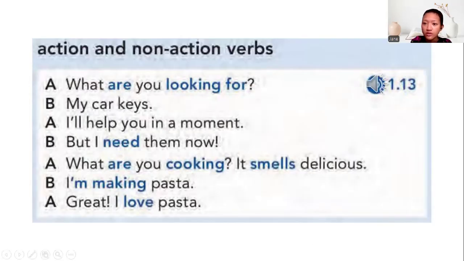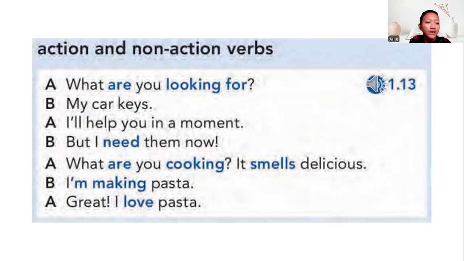Now let's look at this one. And as usual, please look at the sentences, listen to the audio, and repeat after the audio. 1.13. What are you looking for? My car keys. I'll help you in a moment. But I need them now. What are you cooking? It smells delicious. I'm making pasta. Great! I love pasta.